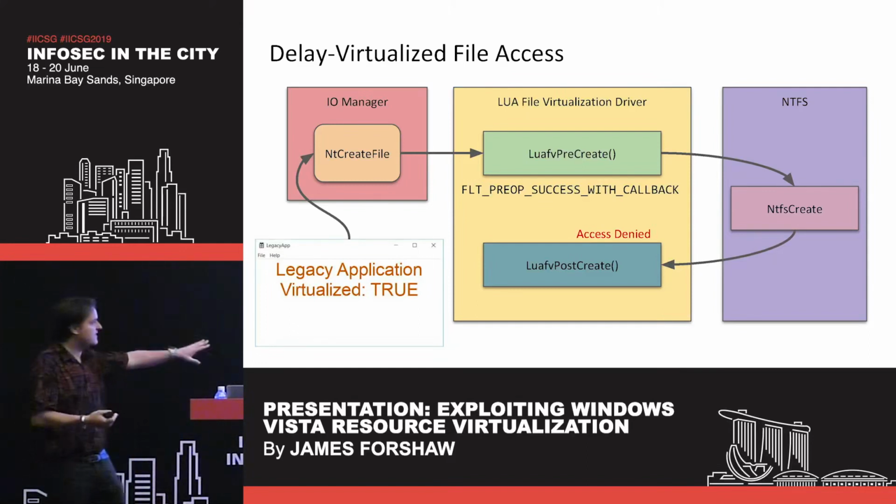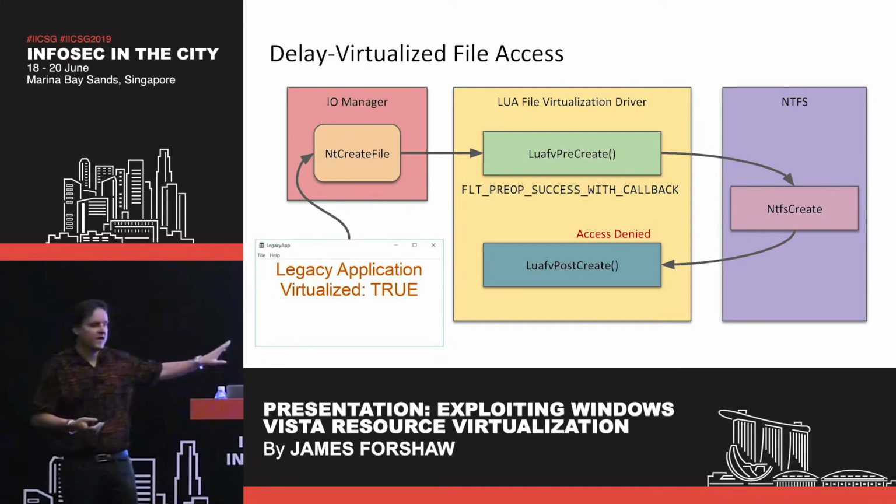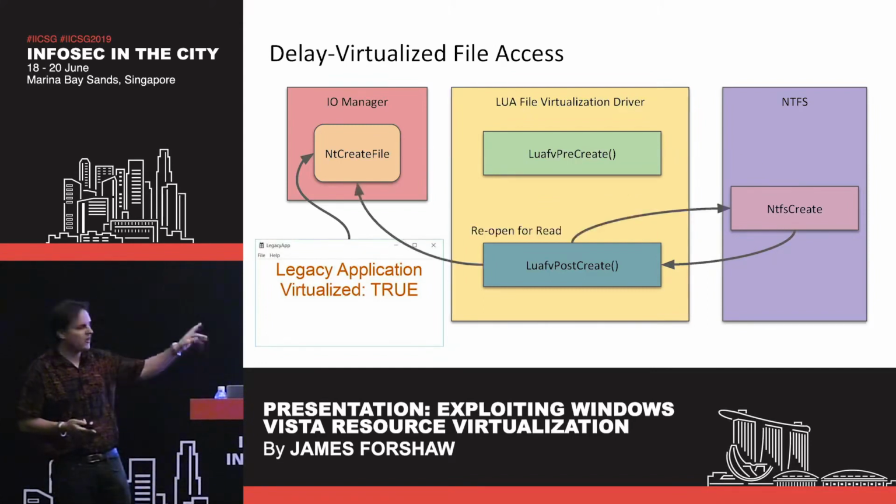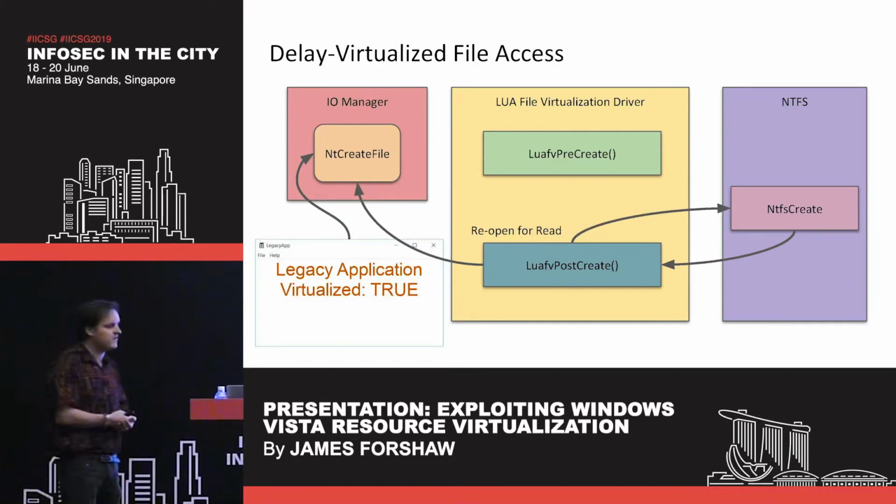At this point, the file virtualization driver can go, oh, okay, well, how about I just open it for read instead? Is that okay? Yeah, good, awesome. So it reads the file, and it just opens it for read access, not for write access, similar to the registry key virtualization. And at that point, it can pass that back.